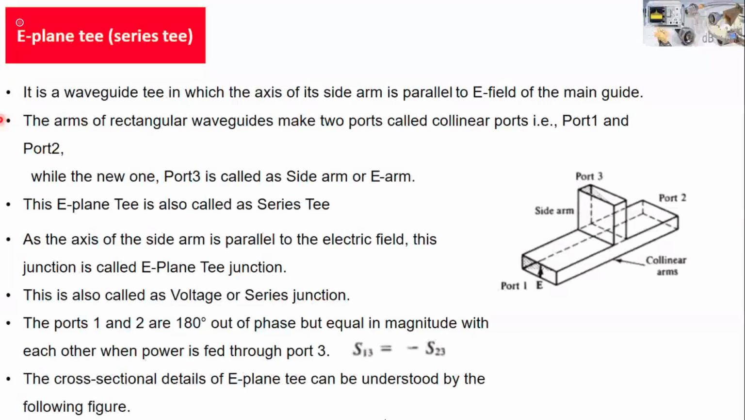Corresponding to that, the first is the E plane T. This E plane T is also called the series T. As you can see here, it has three ports: port 1, port 2, port 3. Obviously it is a microwave device with a three-port junction. So how many cross how many matrix will it be utilizing?